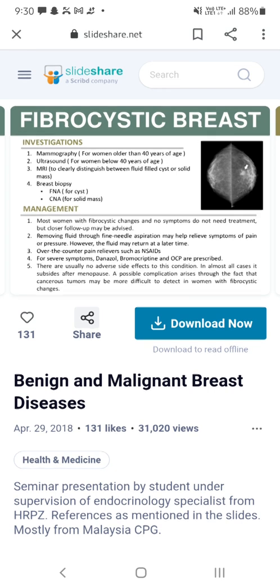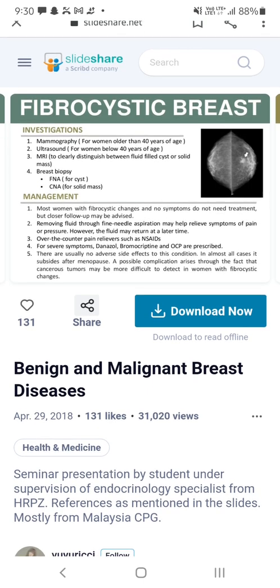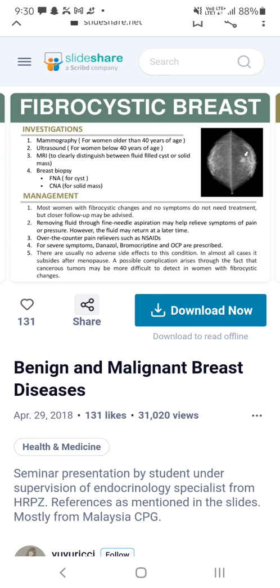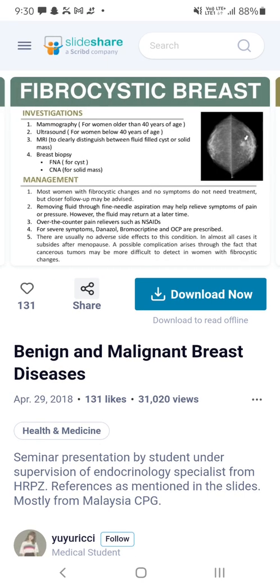A possible complication is that cancerous tumors are more difficult to detect in women with fibrocystic changes. So if any fibrocystic changes are there, it may convert to a tumor, but if you think it is a fibrocystic change only, then the person may get cancer and problems in the future. So this is about the fibrocystic breast.